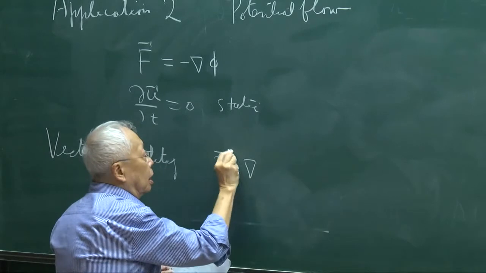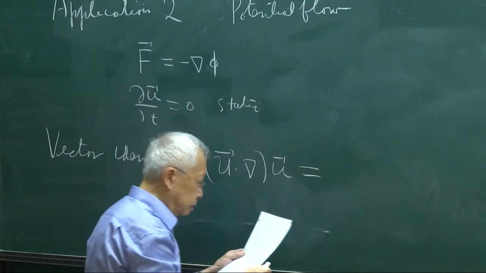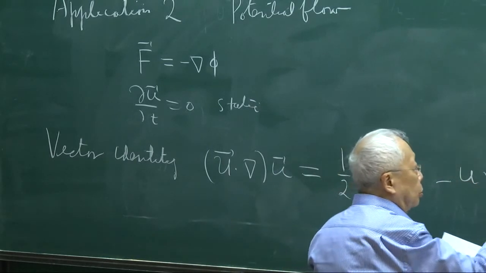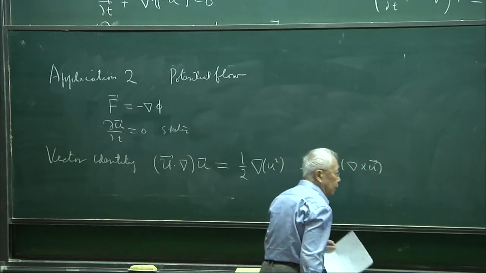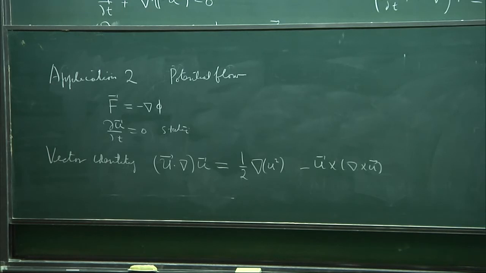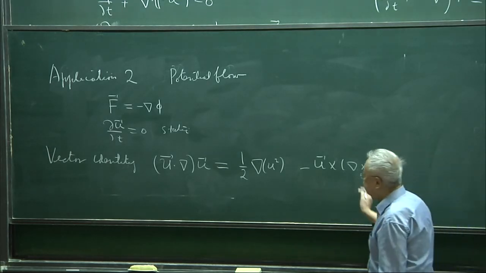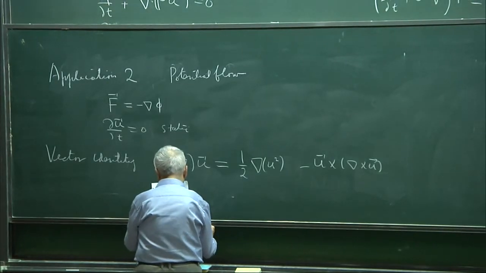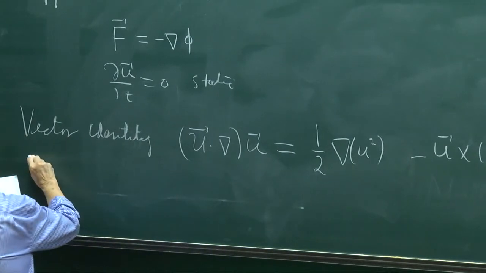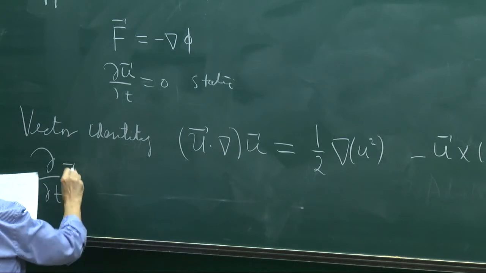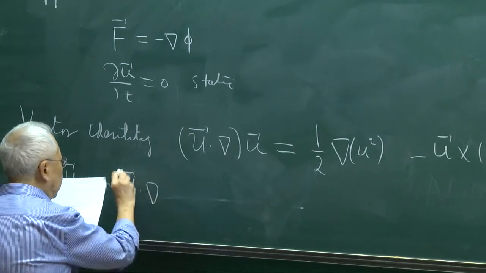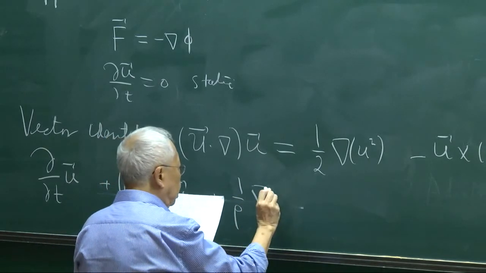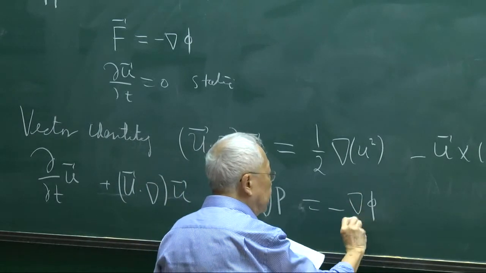U dot gradient U can be written in a very nice way, identically, as 1/2 the gradient of U squared minus U cross the curl of U. You can prove this by writing it component by component and verify that it's true. Just the x, y, z components, just work it out. If I use this identity, the equation I want to discuss is d dt U plus U dot gradient U plus 1 over rho gradient of P is equal to minus 1 over m gradient of phi.